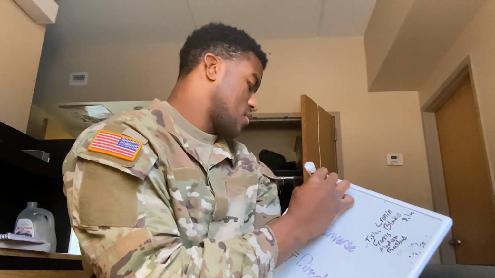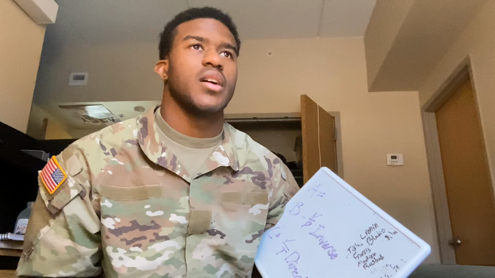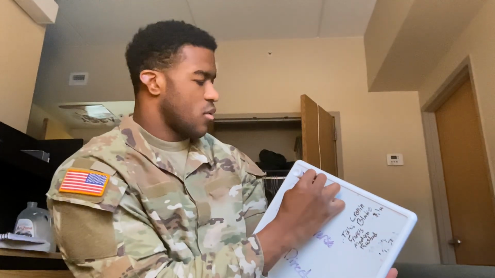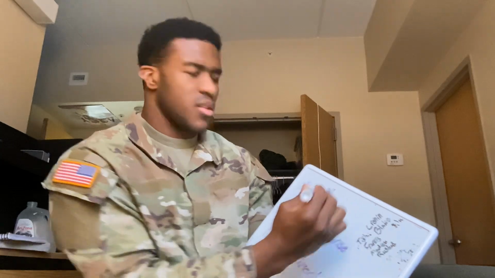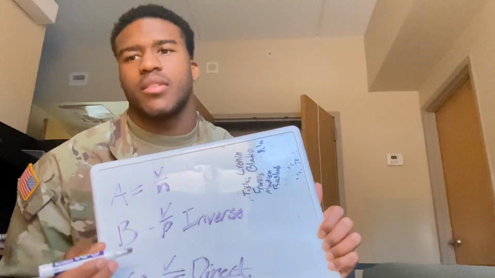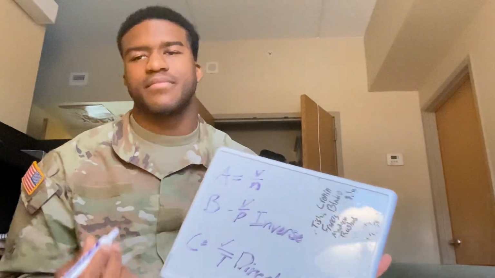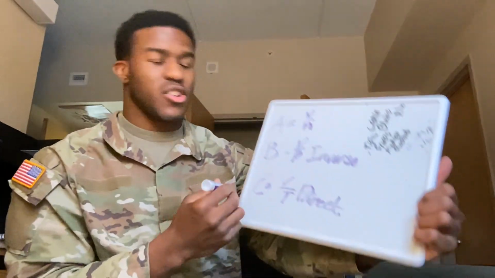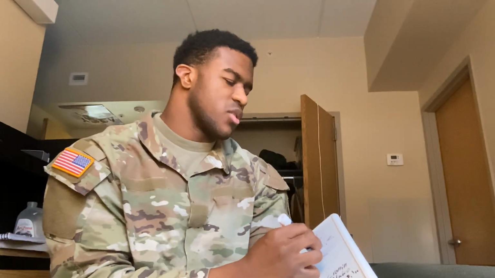And then A, which is V over n, it's volume over moles. And so I always just think of the number, so Avogadro's number. So V over his number. So Avogadro's number, Boyle for vice president, inverse. Charles, direct. We're straight up about it. And the first one is direct as well.